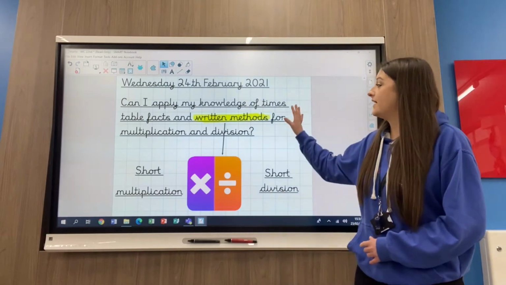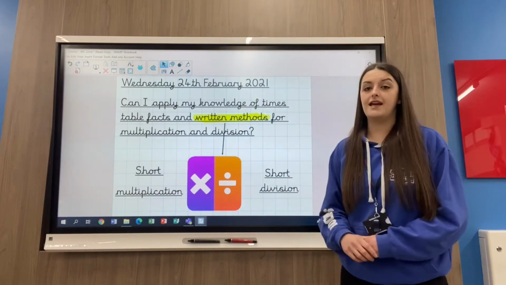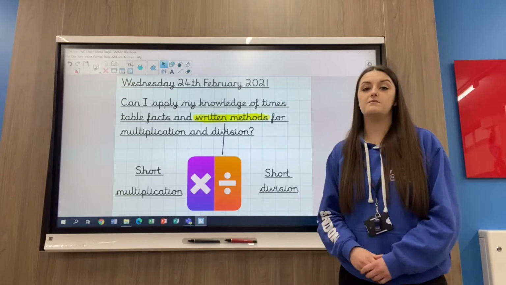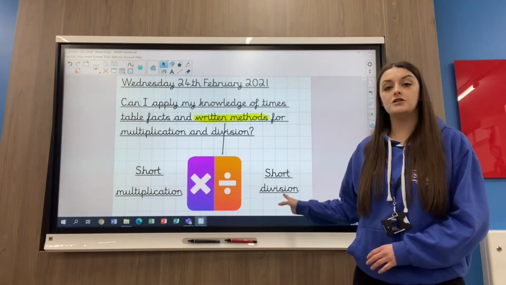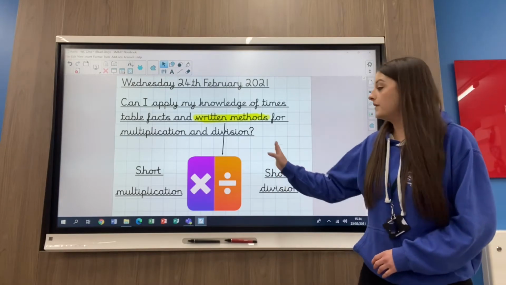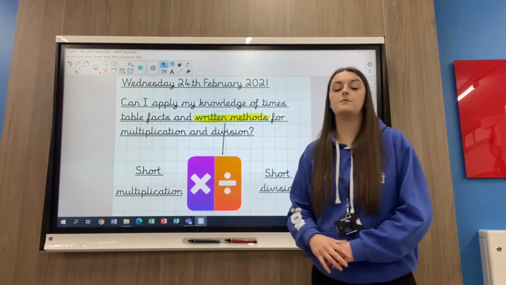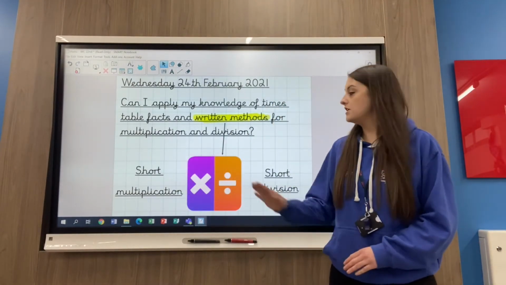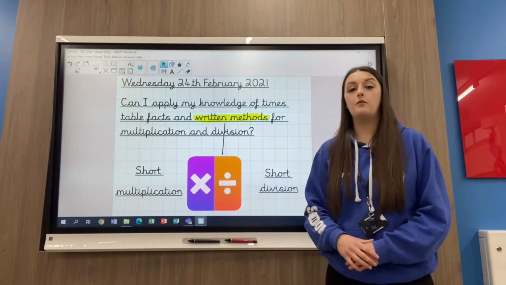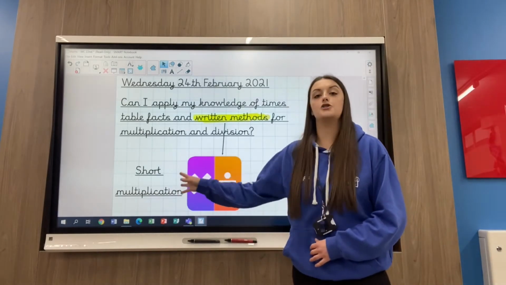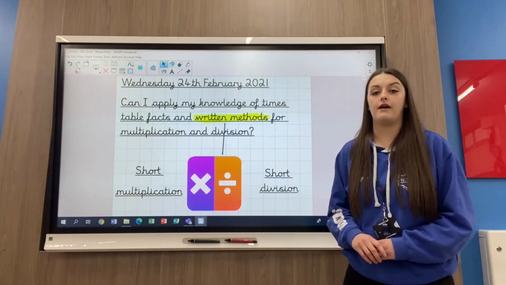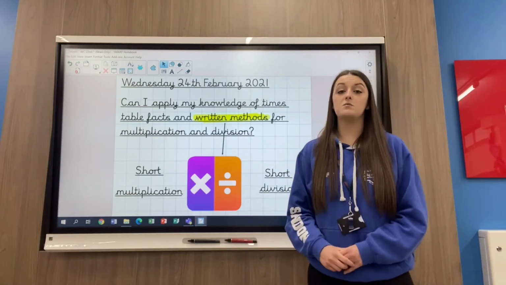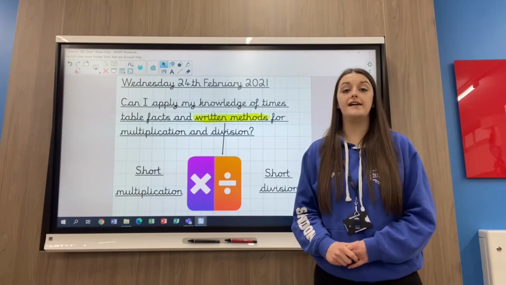So today we're going to be using our times table facts and using those written methods again for multiplication and division. So we did short division yesterday, and a couple of weeks ago, we learned short multiplication too. And we know that we use these written methods when we're either multiplying large numbers or we're dividing a large number, okay?